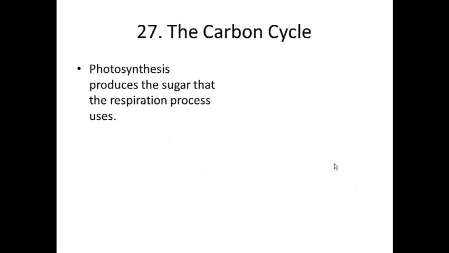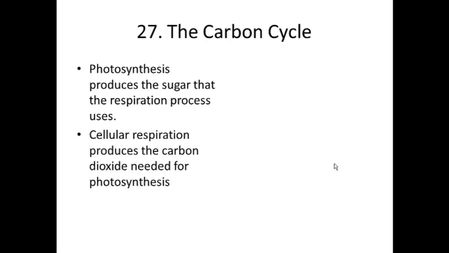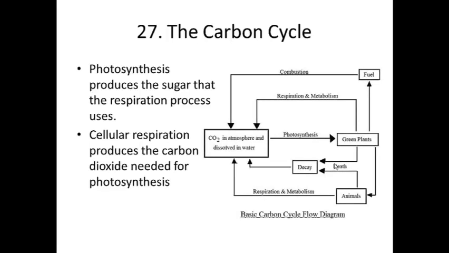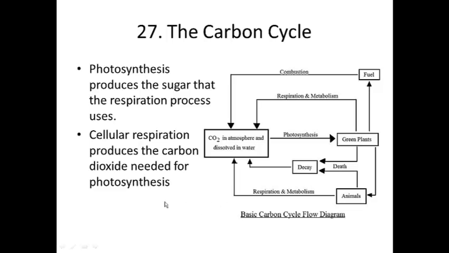The carbon cycle. So photosynthesis produces sugar that respiration uses, and cellular respiration produces the carbon dioxide needed for photosynthesis. So here we've got a picture of a carbon cycle.